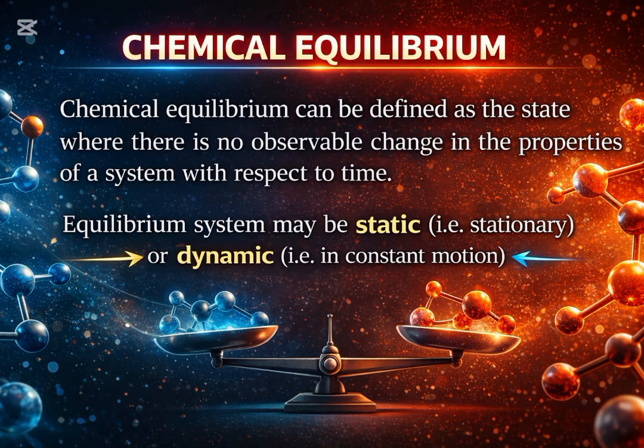Equilibrium systems may be static, which means stationary, or dynamic, which means in constant motion. So a dynamic equilibrium is the one that is in constant motion. There is movement.